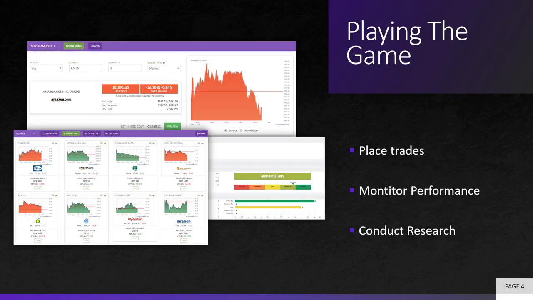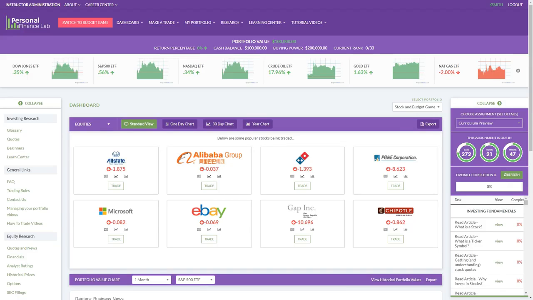So to see how this works, I'm going to switch over to the stock game itself. I'm going to show you how to place some trades, conduct some basic research, and monitor the performance of a portfolio. So here I am in my portfolio. This is what a student would see the first time they log in. I don't have anything in my portfolio right now, so the system is giving me a set of stocks that the system is recommending based on what the other students have been trading. So this is always going to show a fresh set of stocks for students to review.